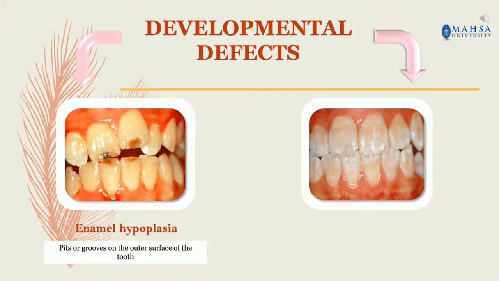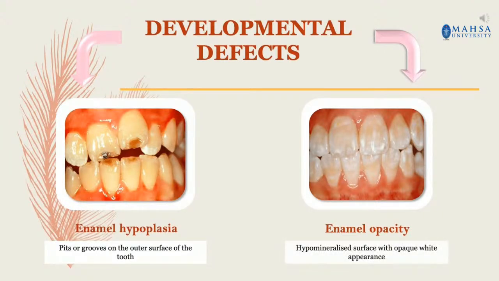Other than that, another condition called enamel opacity occurs due to hypomineralization of enamel. It appears as chalky white opacities, opposing the enamel's natural translucency. Both of these are risk conditions for dental caries and erosion in children.